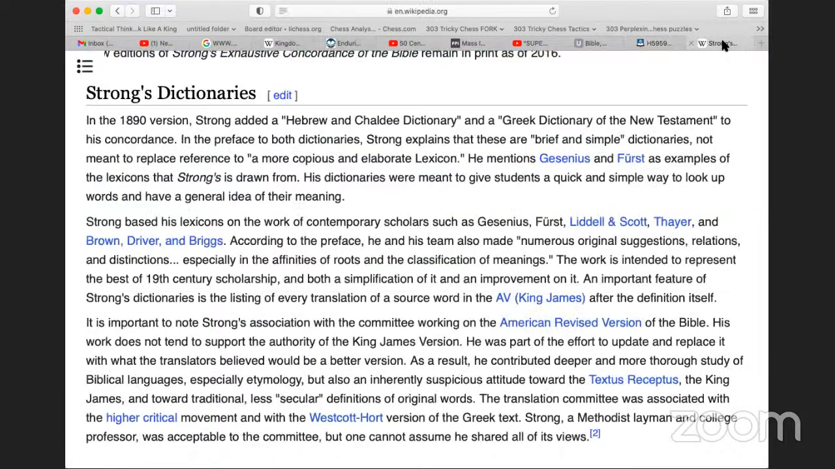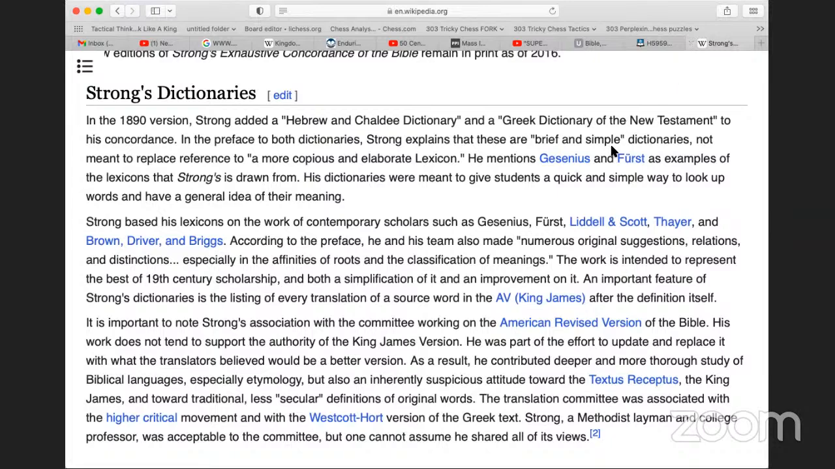And that's what he was saying here. Okay, so it added a Hebrew and Chaldee dictionary and a Greek dictionary of the New Testament to his concordance. In the preface to both dictionaries, Strong explains that these are brief and simple dictionaries, not meant to replace reference to a more copious or elaborate dictionary.